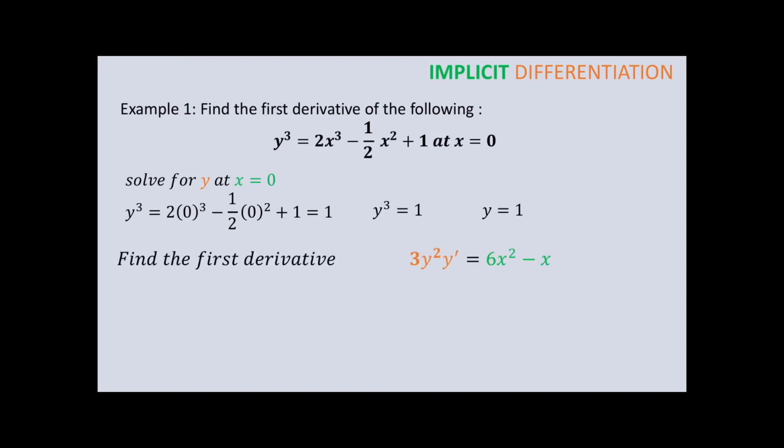All right, so we need to find the first derivative first. We use the power rule and the chain rule at the same time. It results in 3y squared y prime equal to 6x squared minus x, like we saw in previous videos. Then I isolate y prime by dividing both sides of the equation by 3y squared. Then we substitute with the point (0, 1), which means x is 0 and y is 1, as given. And then we end up with the derivative equal to 0.